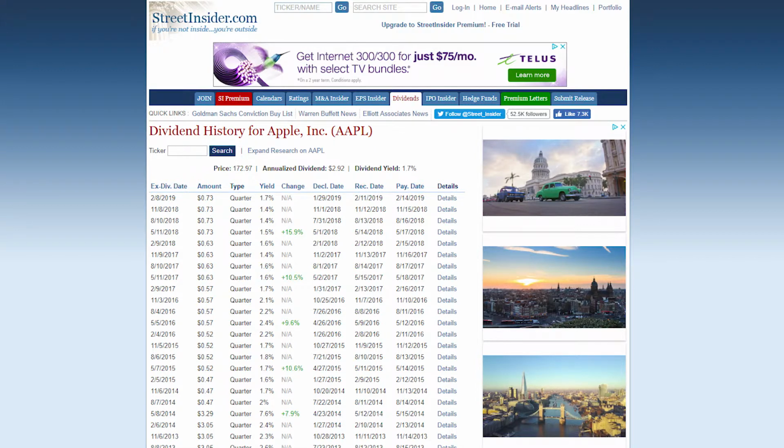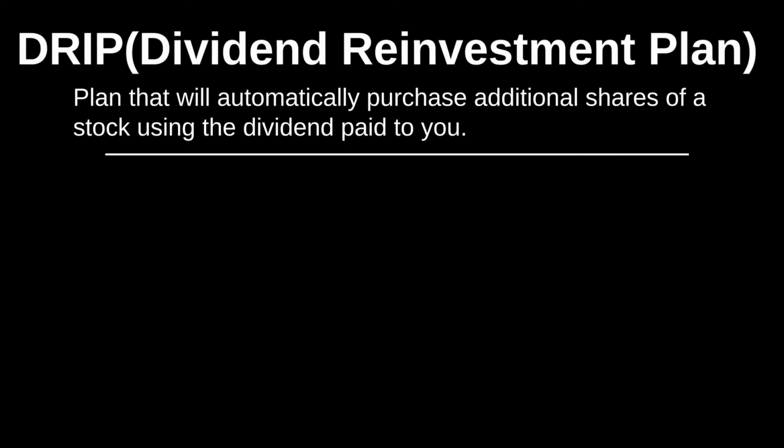Also on the screen now you can see the ex-dividend date, which is the date that you need to have owned the stock by in order to receive that dividend payment, which is what we talked about a little bit earlier. Okay, so let's talk about what a dividend reinvestment or DRIP plan is.